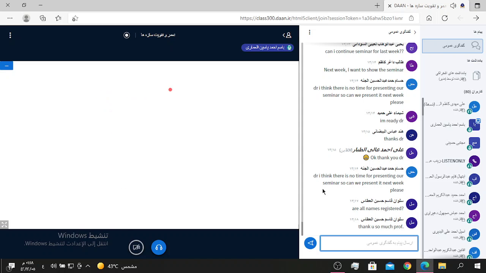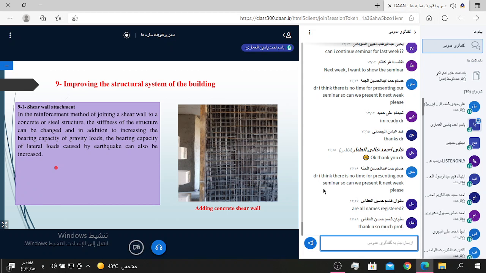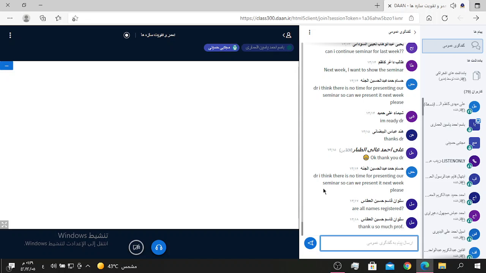Improving the structural system of the building, shear wall attachment. In this reinforcement method of joining a shear wall to a concrete or steel structure, the stiffness of the structure can be changed, and in addition to increasing the bearing capacity of gravity loads, the bearing capacity of lateral loads caused by earthquakes can also be increased. Adding concrete here, Dr. Slide.